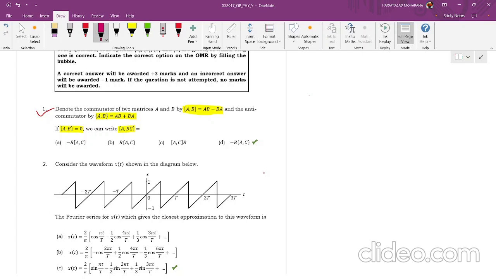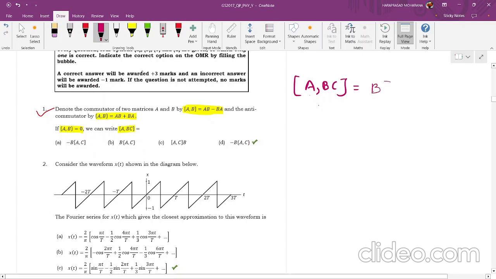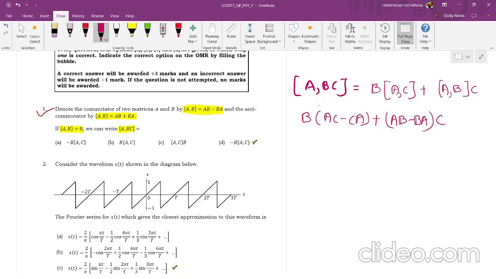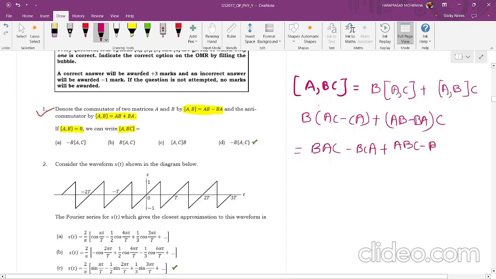So basically, you have to open up this relation, the commutator of AB with C. If you open it up, then you will get, let me decrease the size, sorry, BAC plus ABC, isn't it? If you use the property of the commutation, then you can get AC minus CA plus AB minus BA, isn't it? Into C. If you multiply it, BAC minus BCA plus ABC minus BAC.